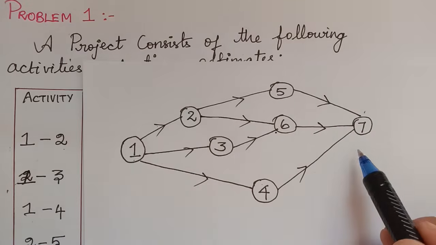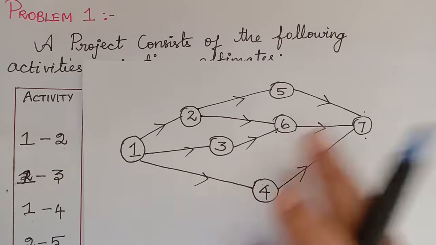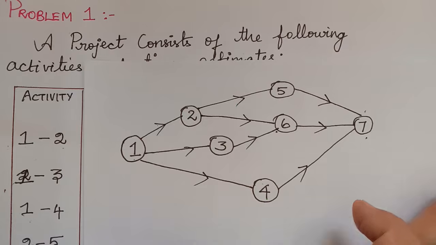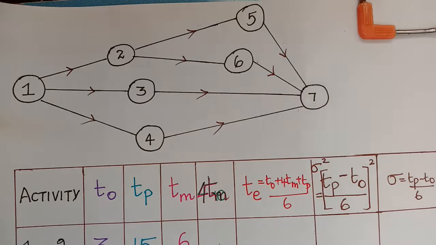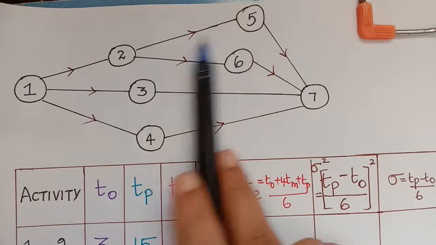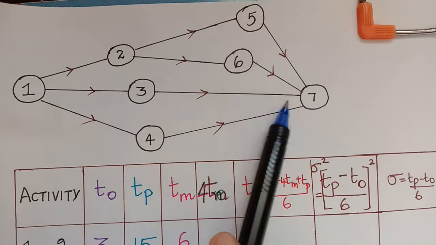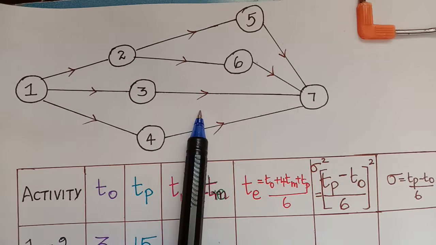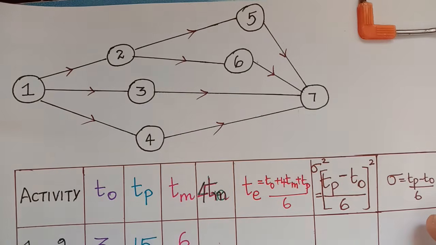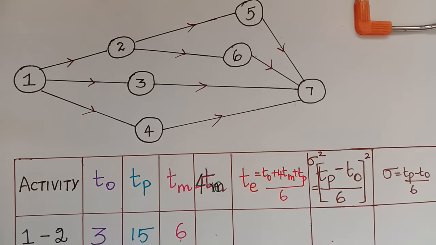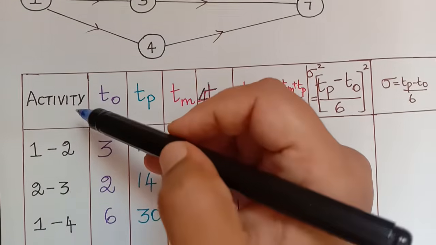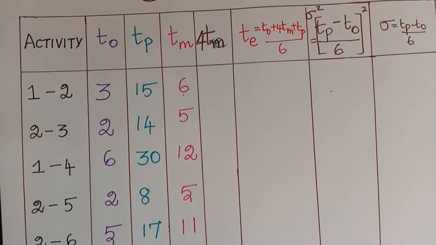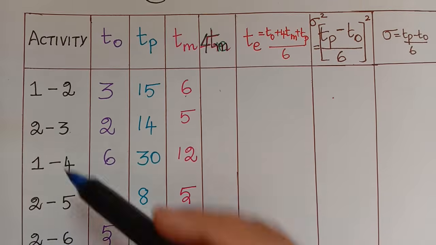So this is how you have to draw the network diagram. I have drawn it neatly and written it on a separate paper, so let us follow that now. If you see here, I have drawn the network diagram clearly. After drawing the network diagram, we have to draw the table for PERT analysis. That is, the first column is activity. All the given activities are listed in this column.